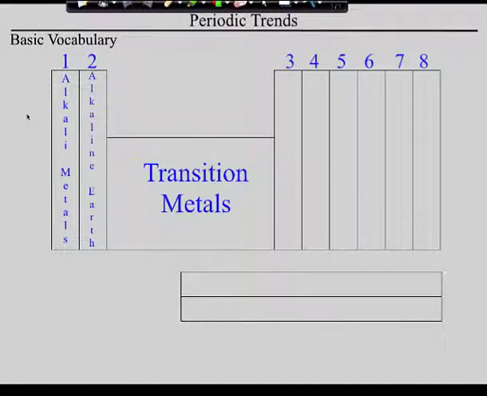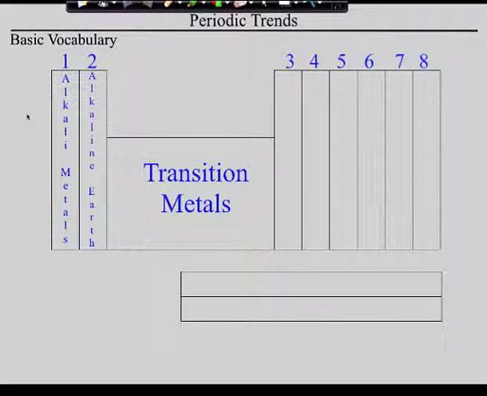These are what are called the transition metals. So all of the metals in the D sublevel are the transition metals. Why transition? Because we are transitioning from the valence S to the valence P. So they're sort of the bridge between the two.